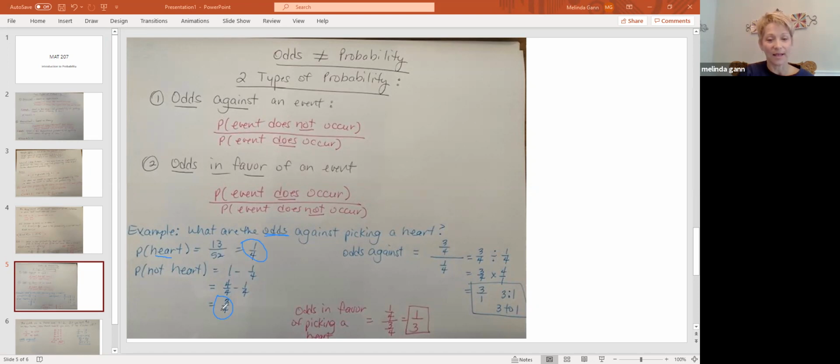Now, how do I get odds? I put one of these fractions on top of the other fraction. How do I know which one to put on top? I look at what kind of odds. This says odds against. With odds against, the probability that the event does not happen goes on top. So the 3/4 went on top of the 1/4: the probability that I will not get a heart over the probability that I will get a heart.